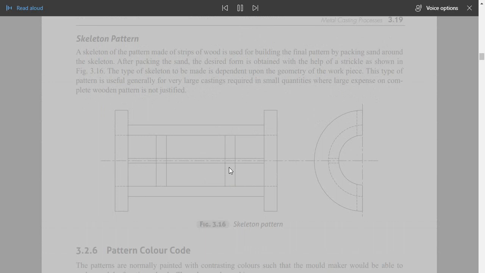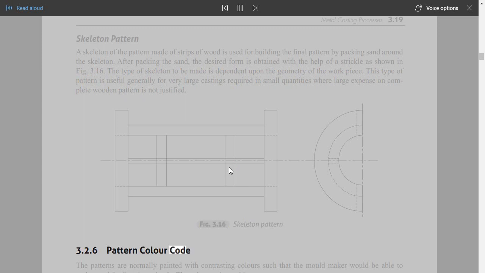Metal casting processes 3.19. Skeleton pattern. A skeleton of the pattern made of strips of wood is used for building the final pattern by packing sand around the skeleton. After packing the sand, the desired form is obtained with the help of a strickle as shown in Fig. 3.16. The type of skeleton to be made is dependent upon the geometry of the workpiece. This type of pattern is useful generally for very large castings required in small quantities, where large expense on a complete wooden pattern is not justified. Fig. 3.16 Skeleton pattern.